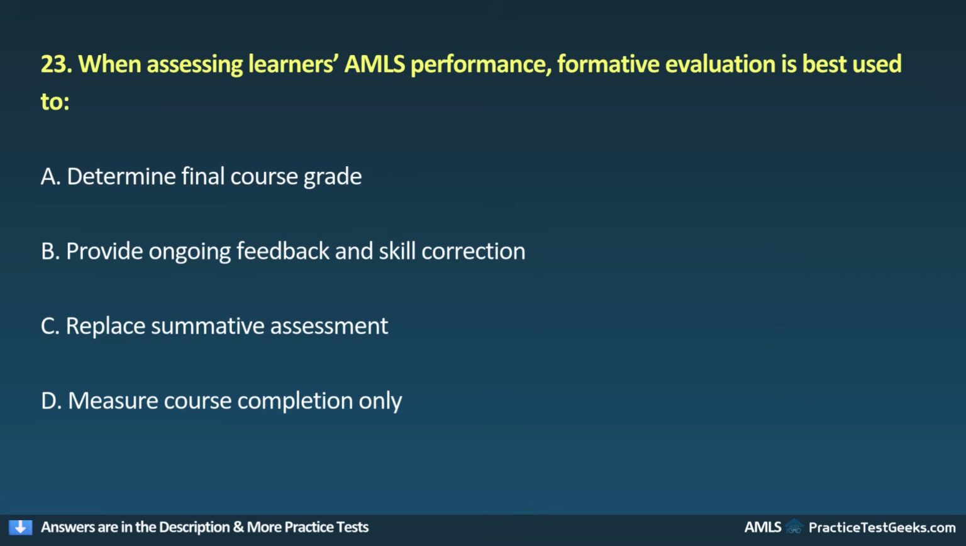23. When assessing learners' AMLS performance, formative evaluation is best used to: A. Determine final course grade. B. Provide ongoing feedback and skill correction. C. Replace summative assessment. D. Measure course completion only.